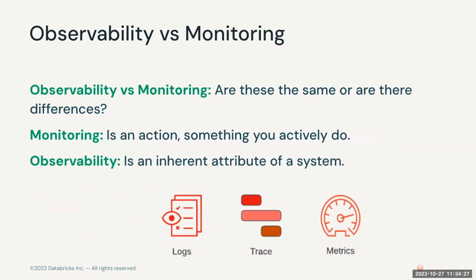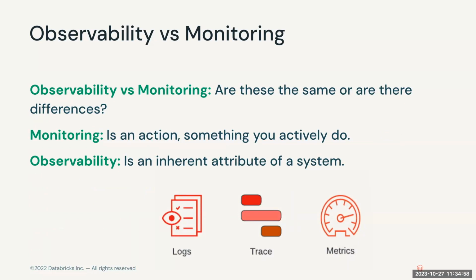Moving on, there is a lot of confusion between observability and monitoring. There are a lot of open source tools outside for monitoring and observability, but people normally confuse the two. Are these the same, or are there any differences? At a high level, monitoring is just an action, something that you do. Observability is an attribute of a system. It's more of a noun.